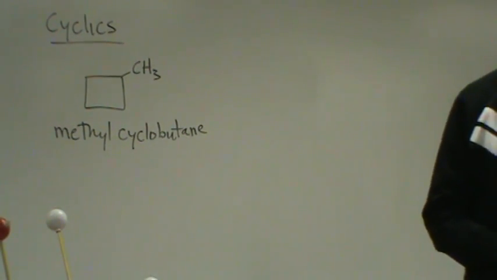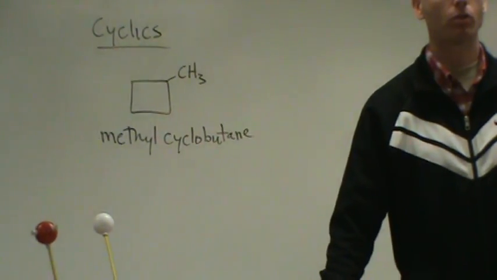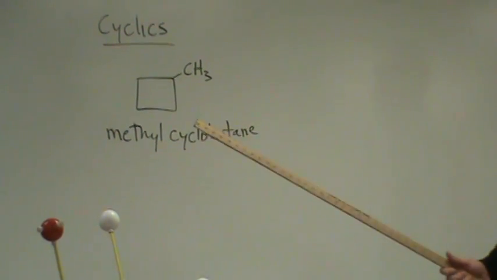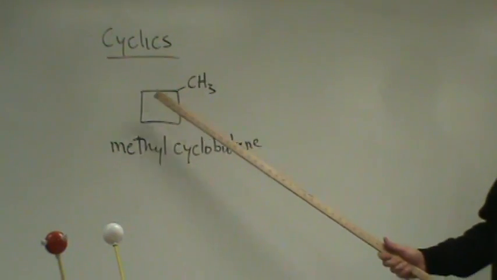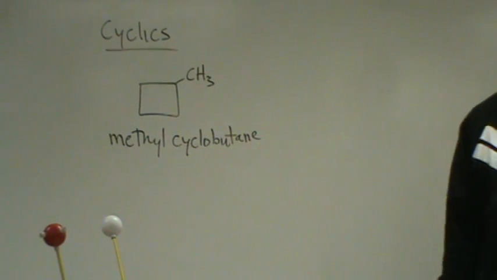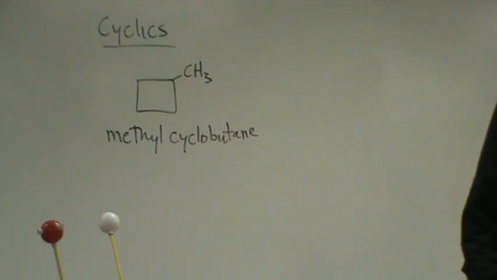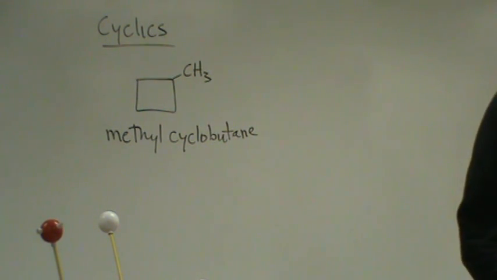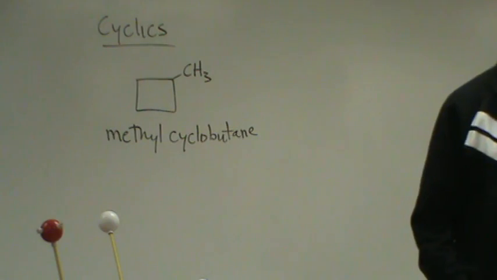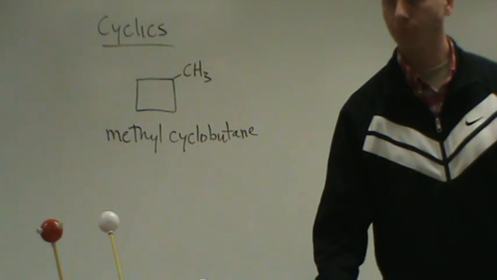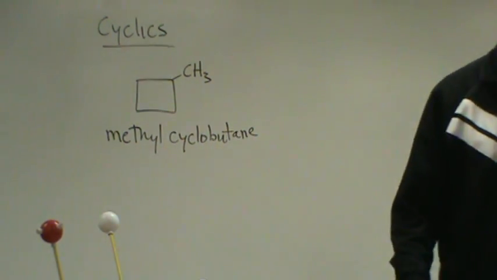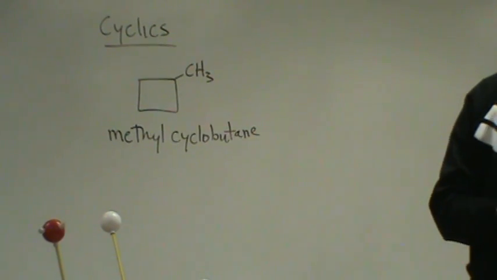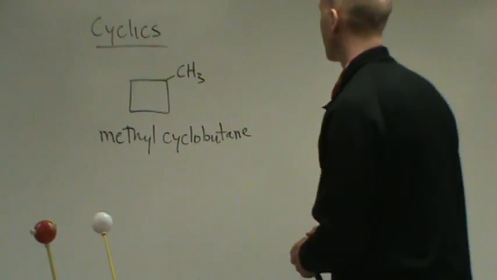Do I need a number with that branch? Why not? Because any one of these carbons, there's no beginning, there's no end, is there? So when I have one branch, any of the points are the same. So I don't need to use a number. I do need to use a number if I have more than one branch. So make a note of that.